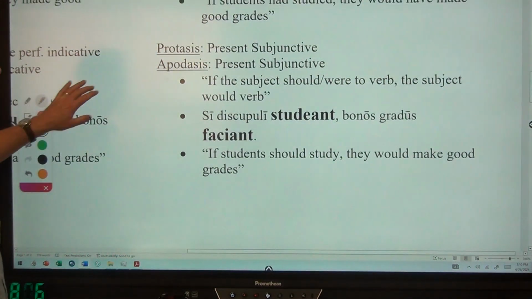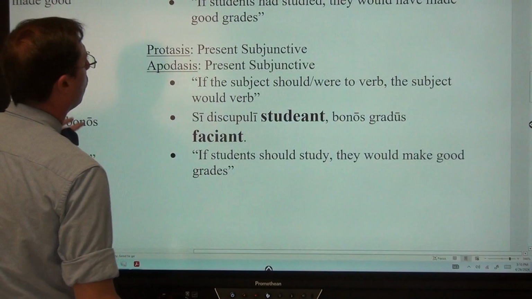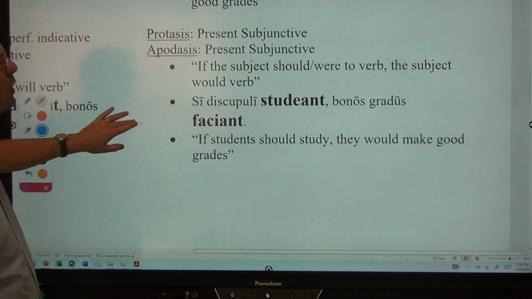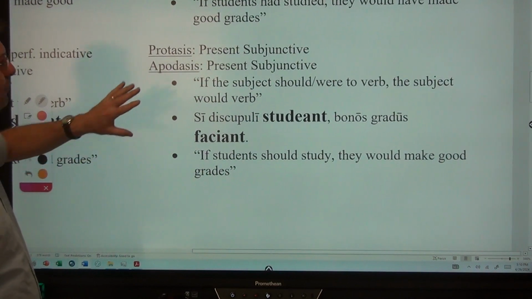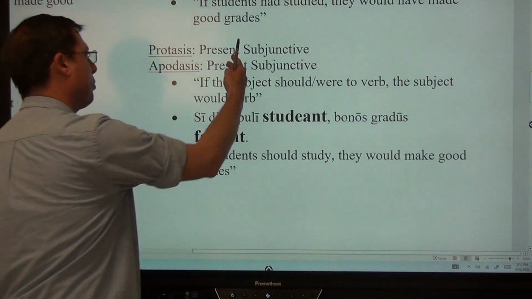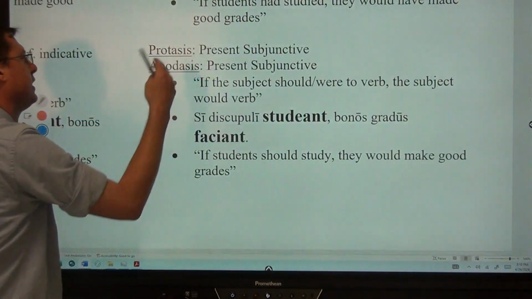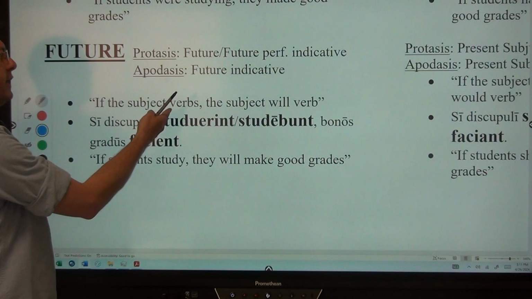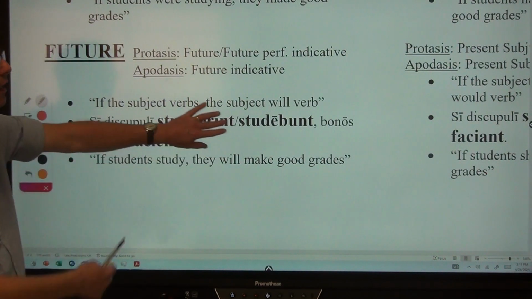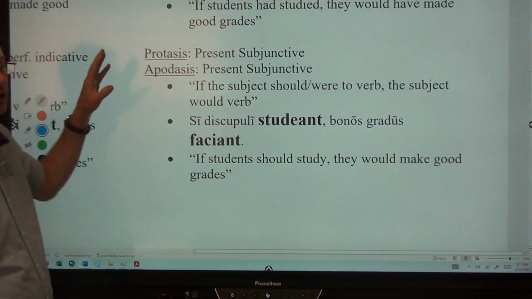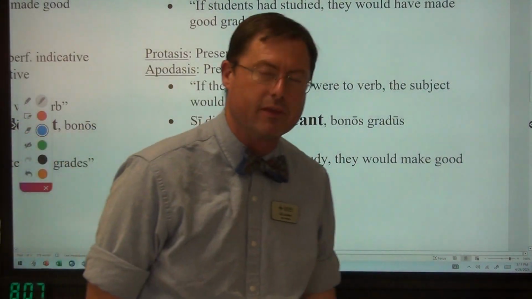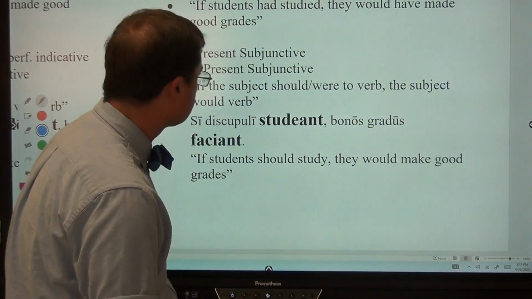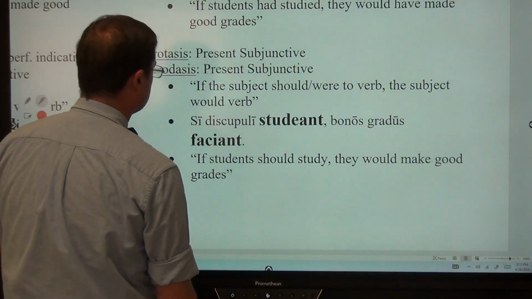Then we have the future imaginary or future contrary to fact. But again, most of the time, this one for the future, which has present subjunctives in both the protasis and the apodosis, is referred to, since the other one is the real one, the future more vivid, this one is going to be the future less vivid. And that's your third item, vivid. V-I-V-I-D, vivid.